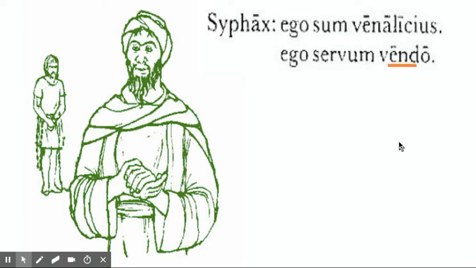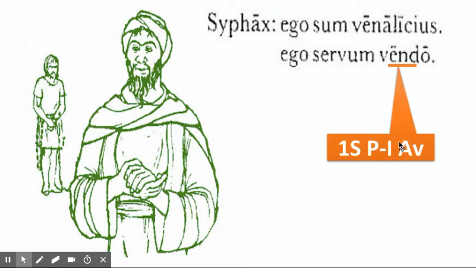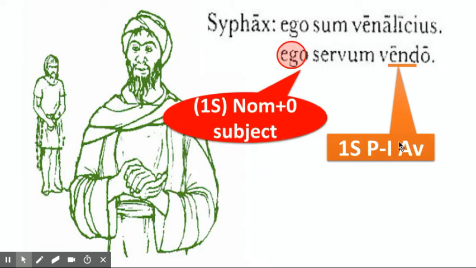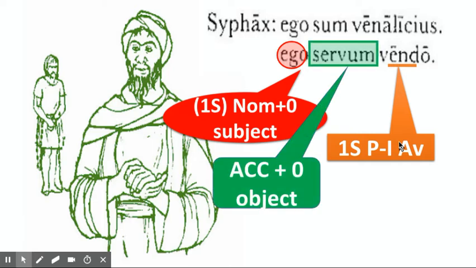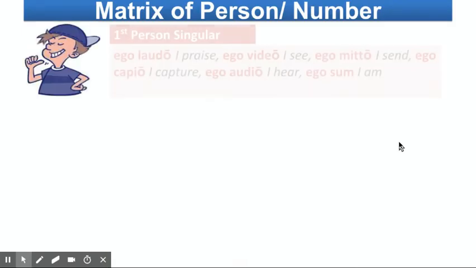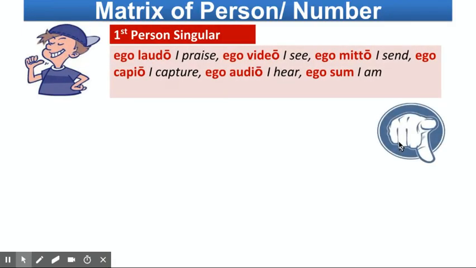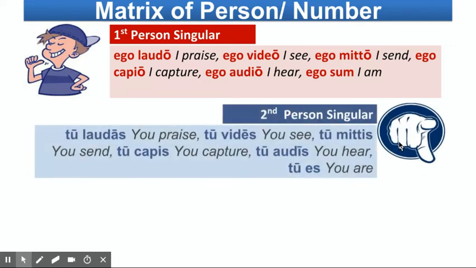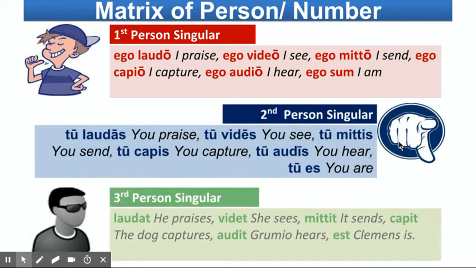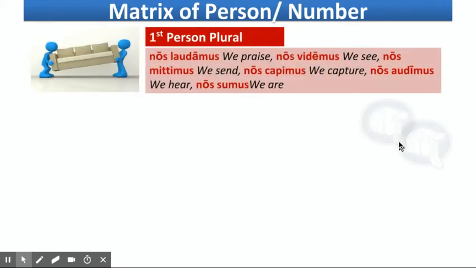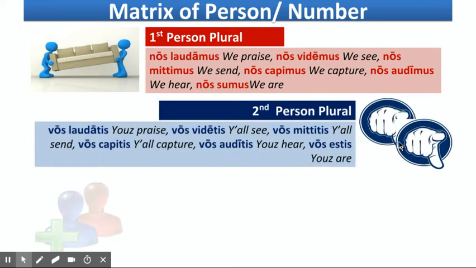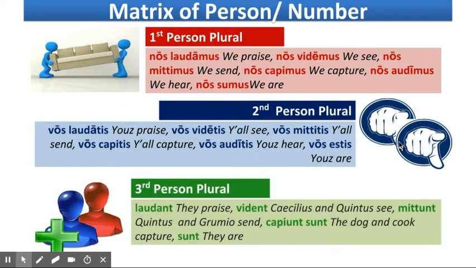Start with the verb, vendo. Vendo is first singular, present indicative active. Your subject phrase, ego, nominative subject phrase. I sell a servum, accusative object phrase. I sell a slave. So therefore, remembering the matrix of person and number, ego laudo, I praise. Tu laudas, you praise. Laudat, she, he, it praises. Nos laudamus, we praise. Vos laudatis, y'all praise. Or laudant, they praise. It could be Caecilius et Grumio laudant.